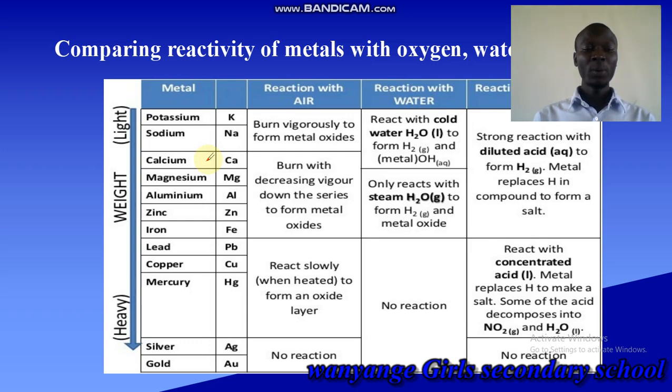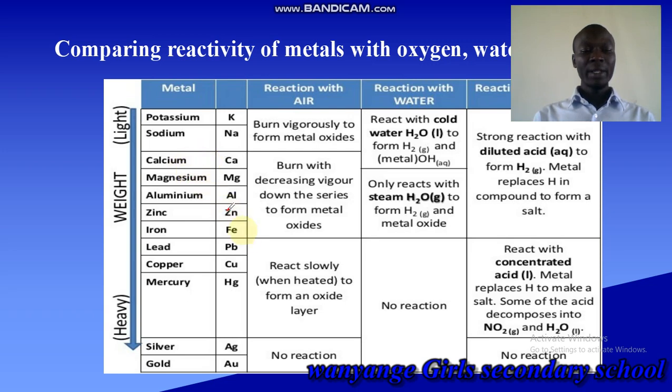So for example, if zinc burns in air, it will form zinc oxide. Iron burns in air, it will form iron oxide. Iron 3 oxide, or iron 2 oxide, or tri-iron tetraoxide. So that means that if you have to describe the reaction of any of these elements with oxygen, you can just look at its position in the reactivity series.